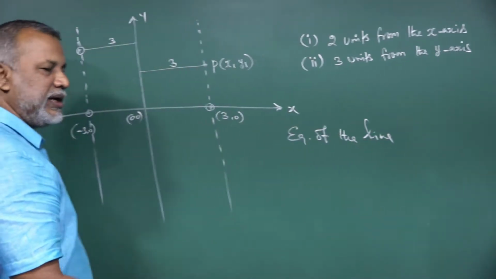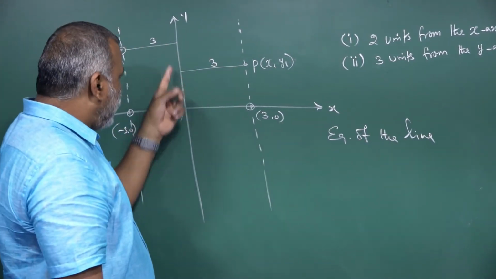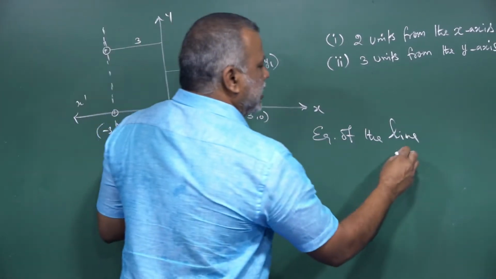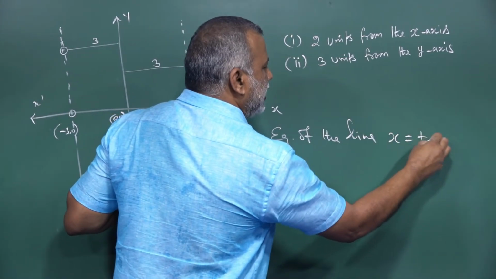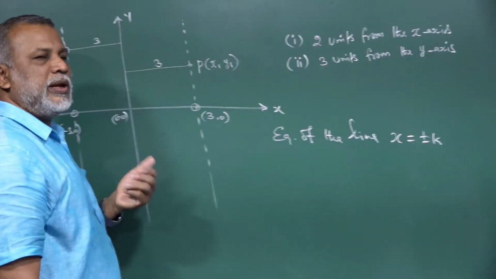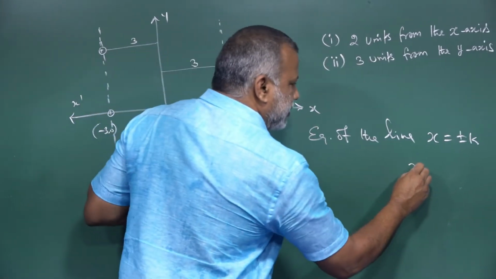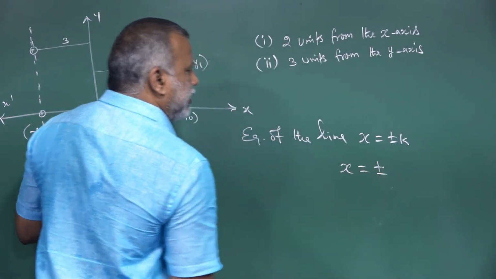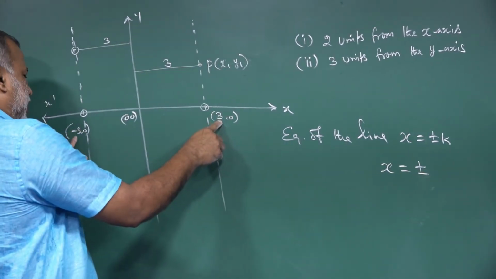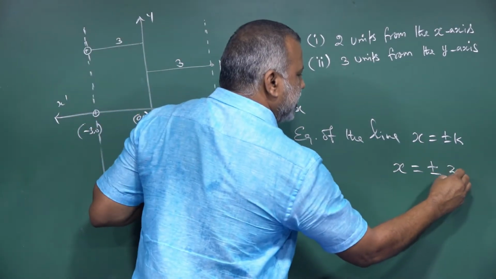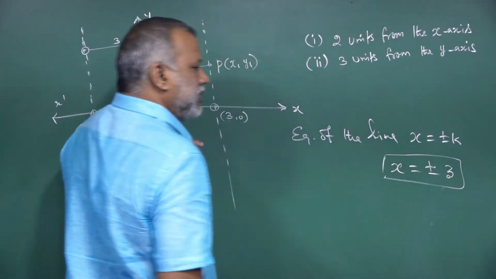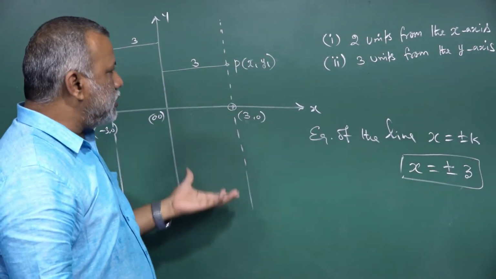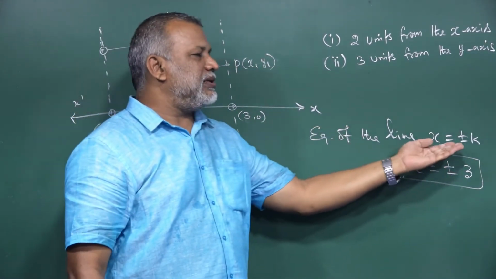See these two dotted lines parallel to the y-axis. Then x equal to plus or minus k, as we have already worked out. Now listen, x equal to plus or minus k: here positive 3, here negative 3. That is, the distance is 3 units. So this is the equation of the line parallel to the y-axis. How are we getting plus or minus k?